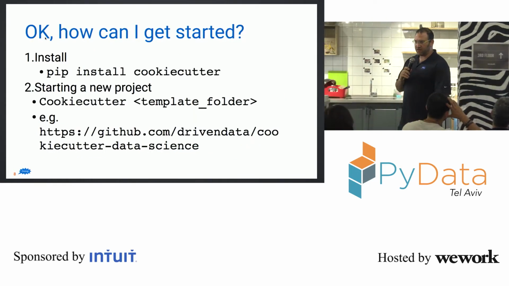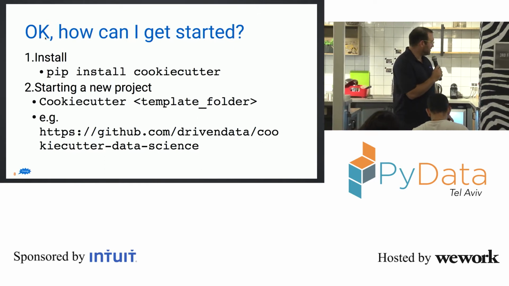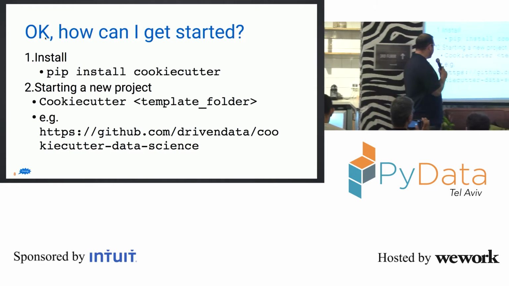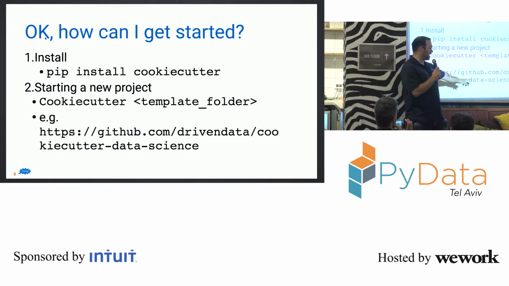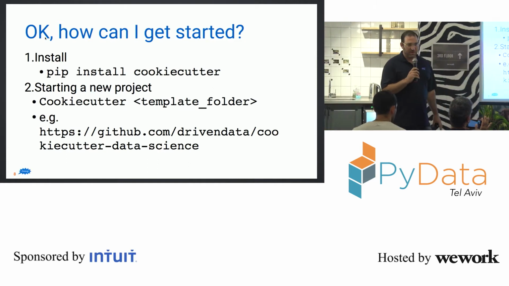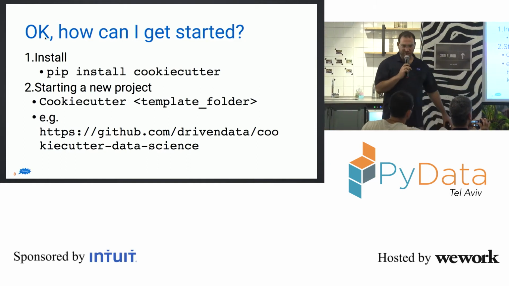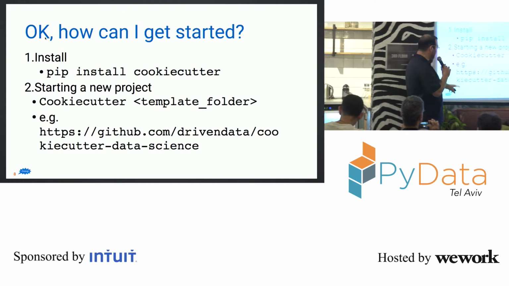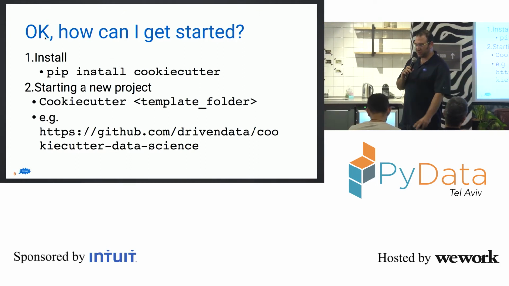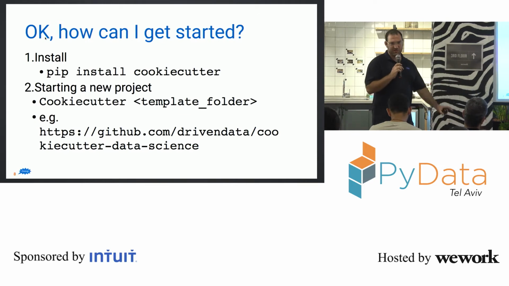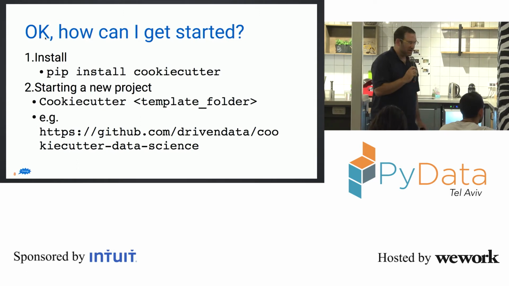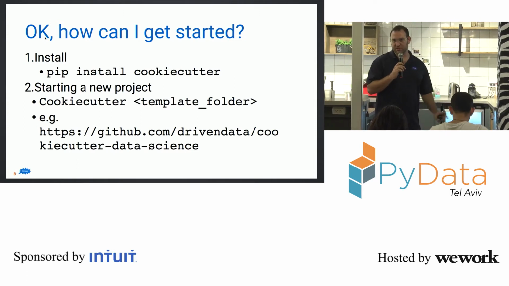It's just a Python package called Cookie Cutter. You just pip install it, and after you install it, you can run Cookie Cutter and then the name of the template, the place where the template is. And people already worked hard for us, so there is an initial data science template over there, okay? But you have to remember it's only a suggestion for how a data science project should look. If you don't like it, you can change it.